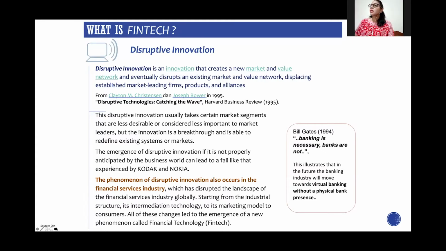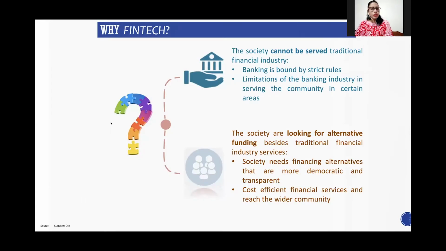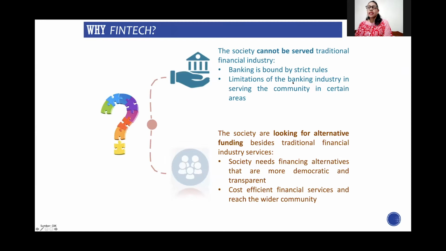Okay. Next. So why do we need fintech? I think that's because banks cannot serve in the traditional way. We all need a new way of financial institution, and in this time, fintech gives a good solution because society is looking for alternative funding. They need more variety. They need it easier, more transparent, quicker than bank. That's why fintech is very important, especially in the creative industry.